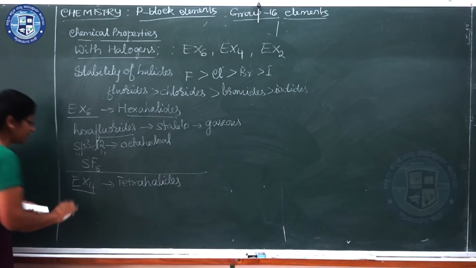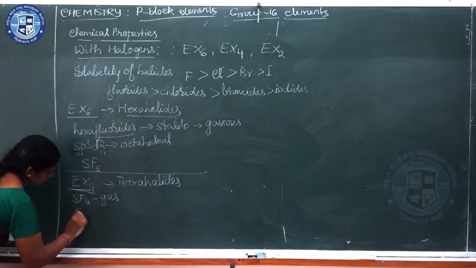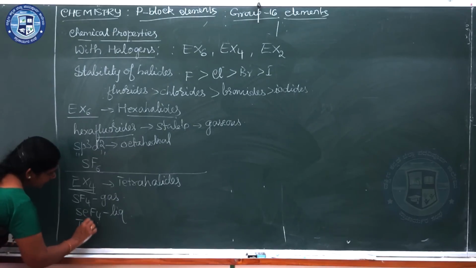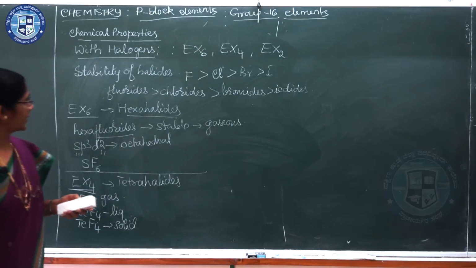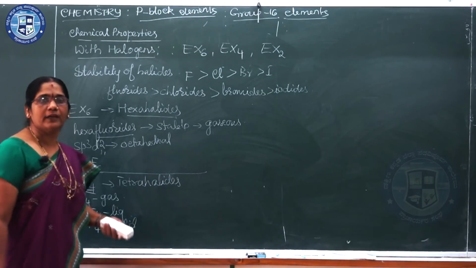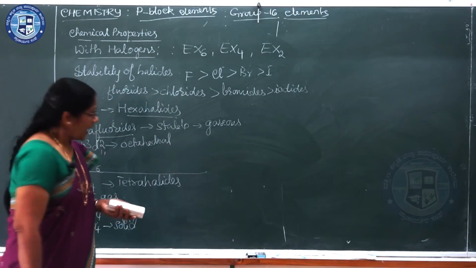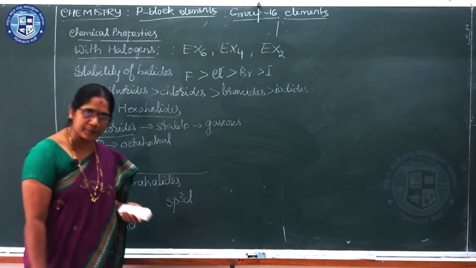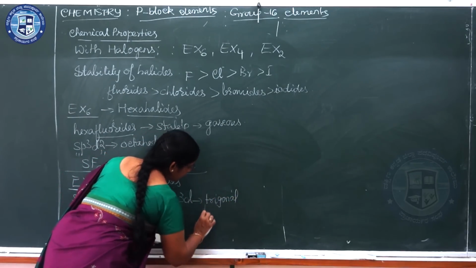If you take tetrahalides, SF4 is a gas, SeF4 is a liquid, and TeF4 is a solid. And all these compounds are sp3d hybridized. Their hybridization is sp3d. So the actual structure should be trigonal bipyramidal.